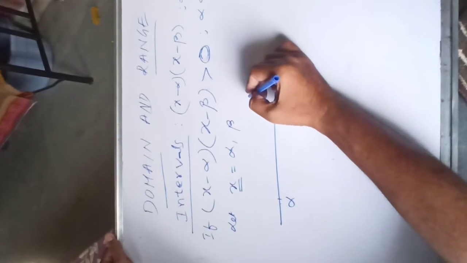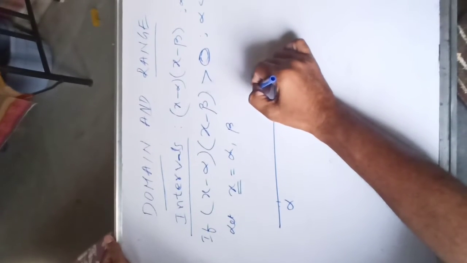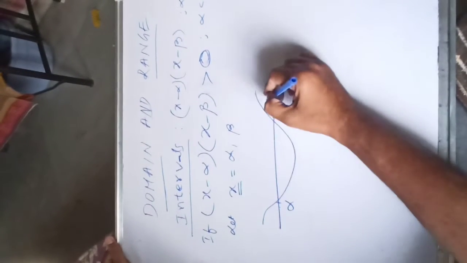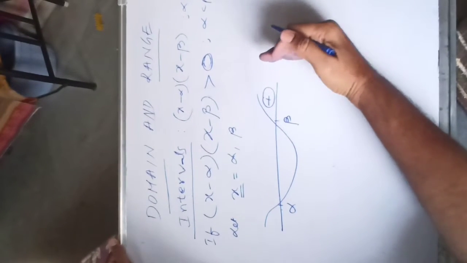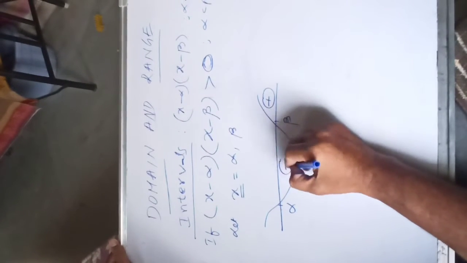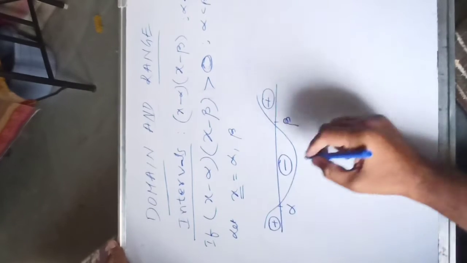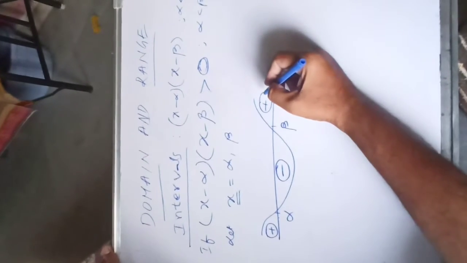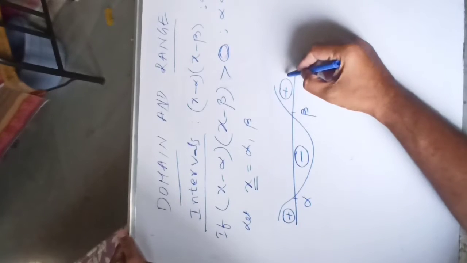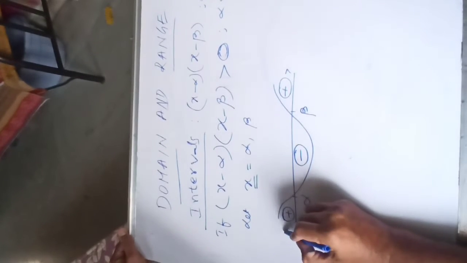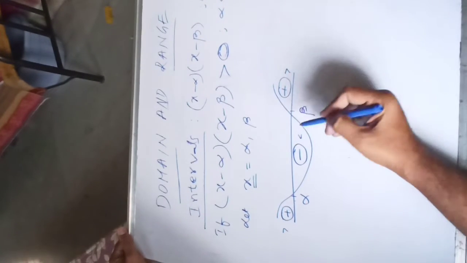Then start plus, minus, plus alternately, beginning with plus from the right side. From the right side you write it, and this is minus and this is plus. Here the greater than symbol denotes plus, and the less than symbol denotes minus.